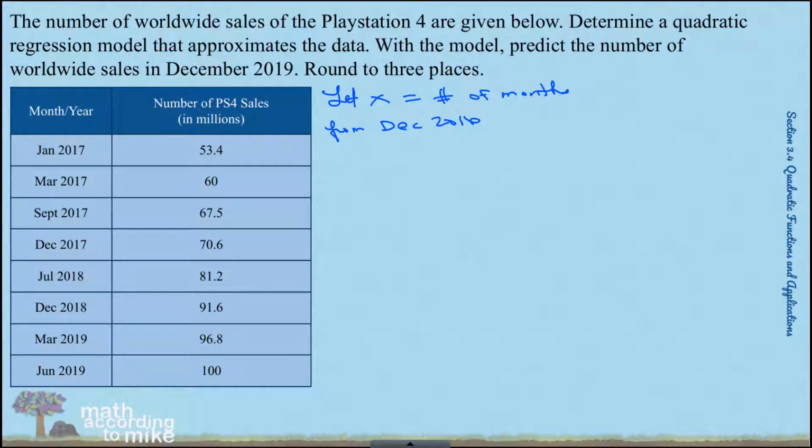So with that, January 2017 means X is 1. March 2017 means X is 3. September 2017, X is 9. December of the same year, X is 12. I don't know why I wrote the 2 first. July 2018, X is 19. December of 2018, X is 24. March of 2019, X is 27. And June of 2019, X is 30. The big 3-0.